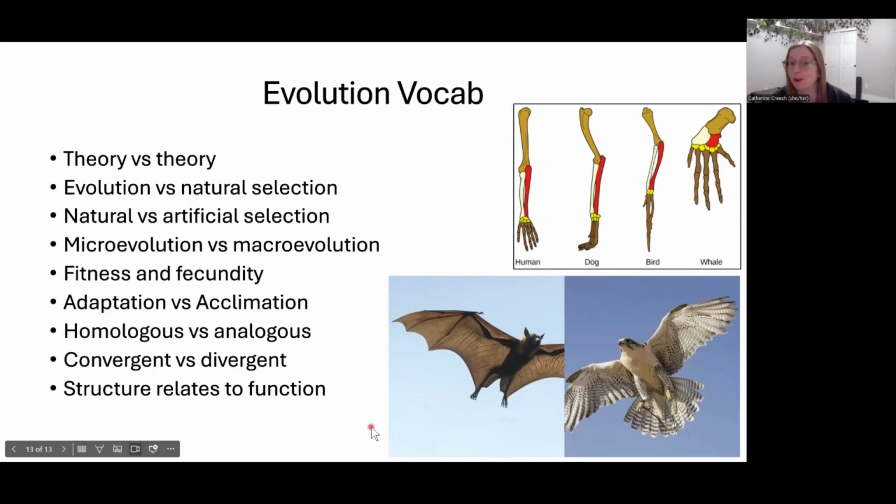And then a theme for all of our classes is that structure relates to function. So what these things look like is an indicator of what they're used for, and we're going to see that trend throughout the term.